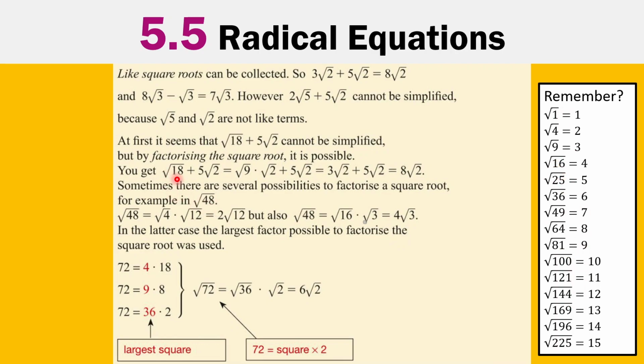But first here, we all agree that 18 can be rewritten as 9 times 2, right? So root 18 can be rewritten as root 9 times root 2. Why do I do that? Root 9 can be calculated mentally. Root 9 is 3. So this becomes 3 root 2 plus 5 root 2. And now they can be collected. They can be added up.